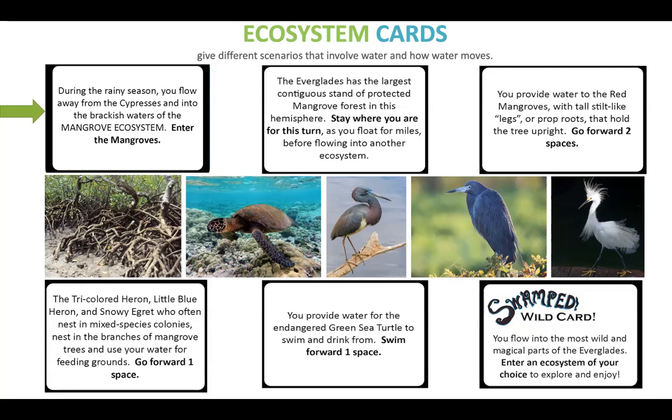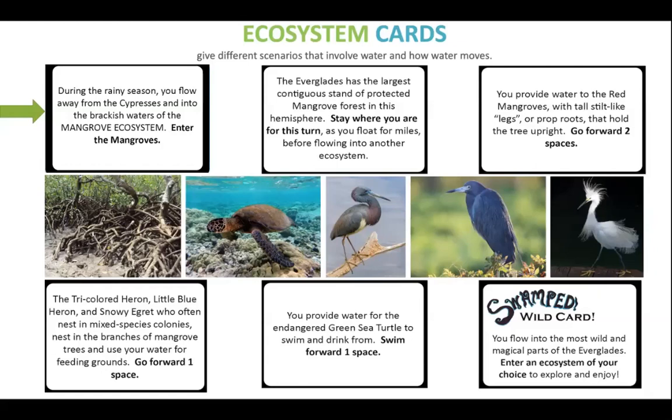You provide water to the red mangroves with tall stilt-like legs or prop roots that hold the tree upright. The tricolored heron, little blue heron, and snowy egret, who often nest in mixed species colonies, nest in the branches of mangrove trees and use your water for feeding grounds. So by using the water as a conduit, we're learning a lot about different species that live in the Everglades. We're learning that tricolored herons, little blue herons, and snowy egrets all nest in the branches of mangroves. So we see what different species have in common with each other.